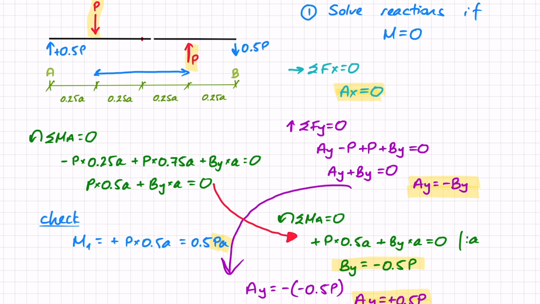The second coupled force, let's call that m2, gives us a negative moment, right? Because it is turning in the opposite way. So in this case, we've got minus 0.5p, that's the force, times the distance between them, which is a. And what we can see here very clearly is that these two moments balance each other out. We are definitely in equilibrium.